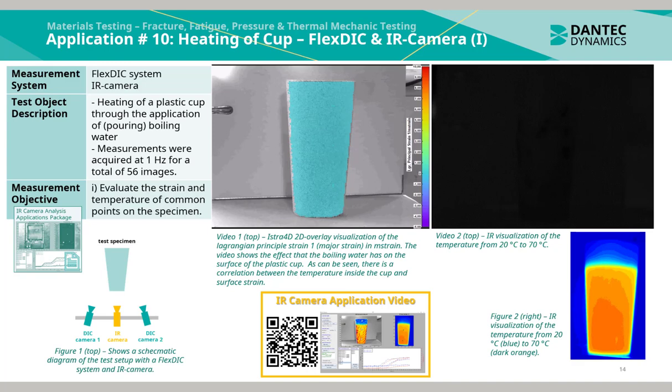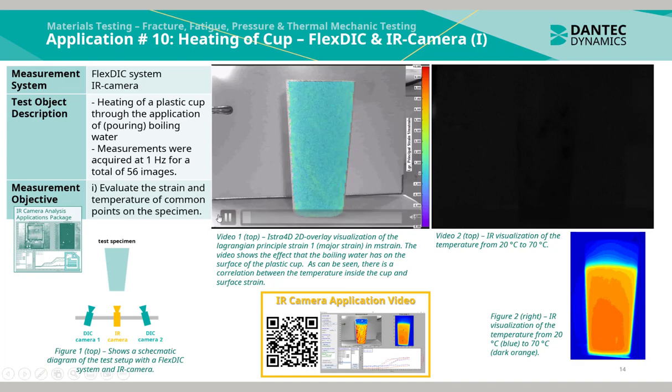In Figure 1 to the top, we see a schematic diagram of the test setup with a FlexDIC system consisting of DIC camera 1 and 2 arranged on the outside of a mounting rail and an infrared camera arranged in the center. Users can also scan the QR code to watch the infrared camera application video.